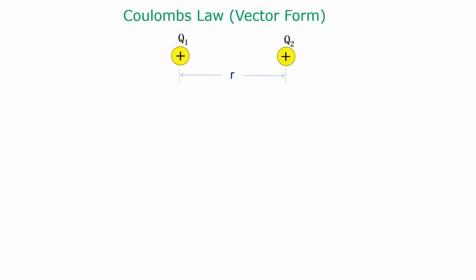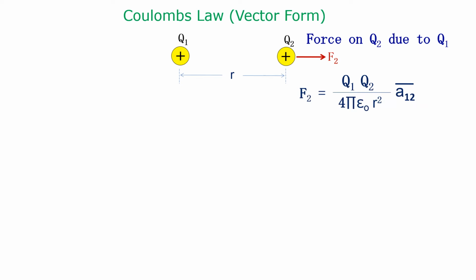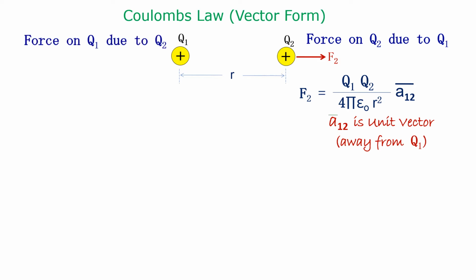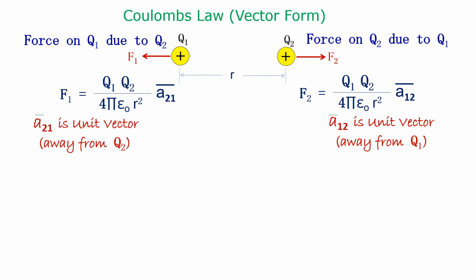We will understand Coulomb's law in the vector form. The force on Q2 due to Q1 is away from Q1. The magnitude is Q1 Q2 by 4 pi epsilon naught R squared. A12 is a unit vector away from Q1. The force on Q1 due to Q2: the force direction is away from Q2. A21 is the unit vector away from Q2.